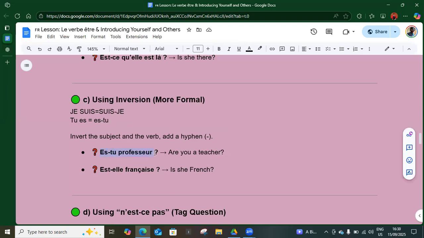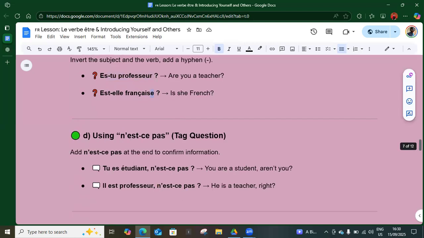Es-tu professeur? Now, est-elle française? Okay. Now, if it was to be a male, it would be est-il, est-il français? You'll have to remove the E here for the male. Okay. We will come to that in subsequent lessons.